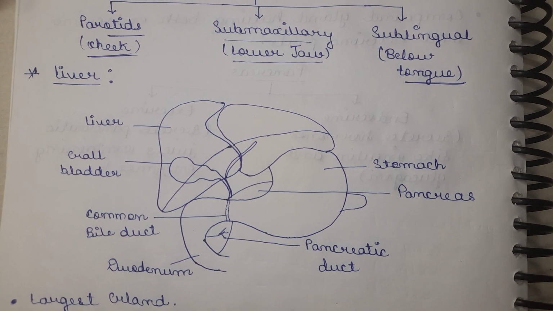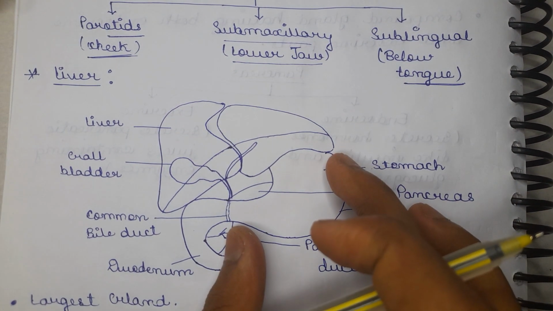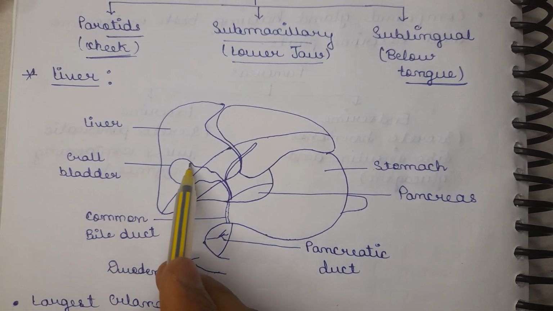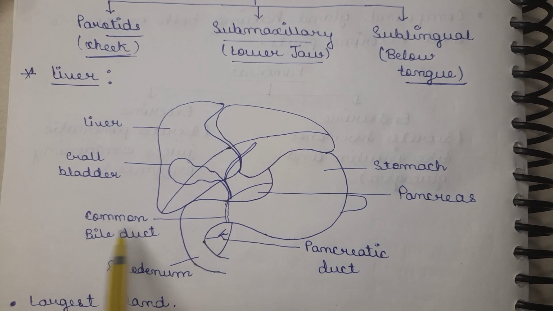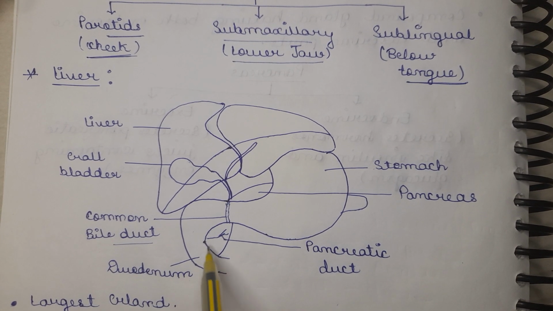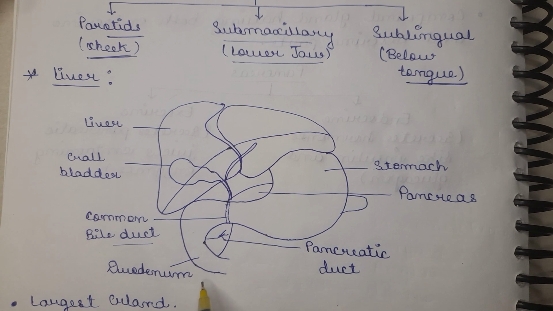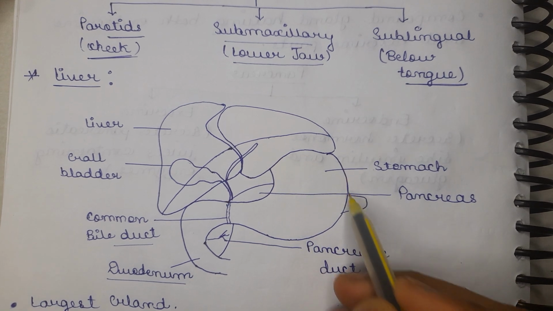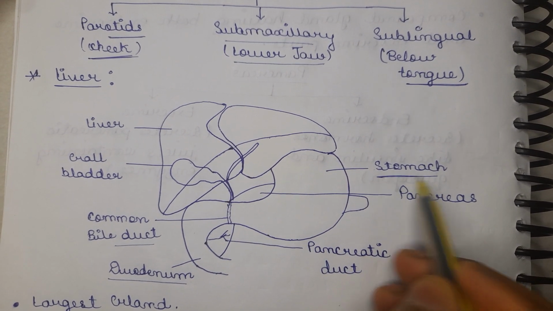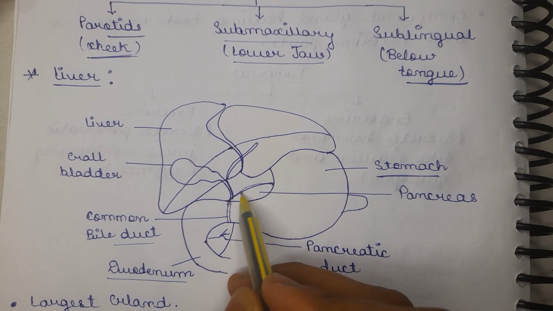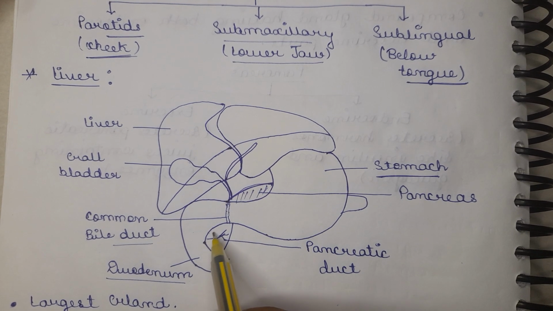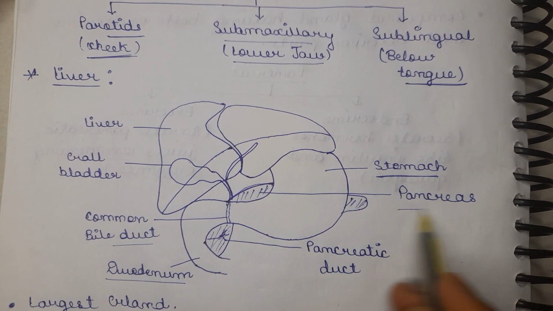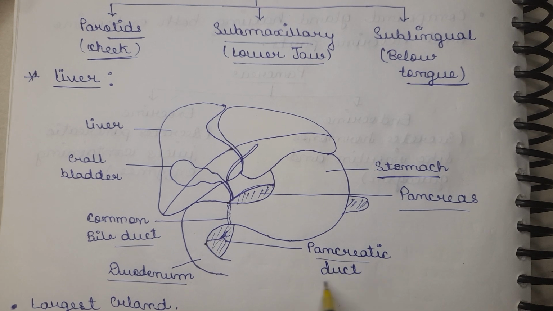So this is the diagram of a liver, stomach and pancreas. This structure is called the liver. This is the gallbladder. This is the common bile duct, and this is the duodenum. This is the starting part of the small intestine, the first part, known by the term duodenum. Here the J-shaped organ is known as the stomach, and here is the pancreas, represented in the color yellow. And here is the pancreatic duct.